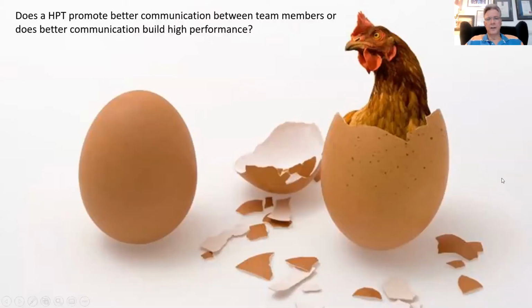So it does beg the question, folks, doesn't it? Does a high-performing team promote better communication between team members? Is that how it happens? So if we can get people in our teams to communicate more effectively, is that going to produce a high-performing team? Or could it be that better communication is actually a byproduct of a high-performing team? It's an interesting question. It's a chicken and egg situation. What comes first, high performance or communication?